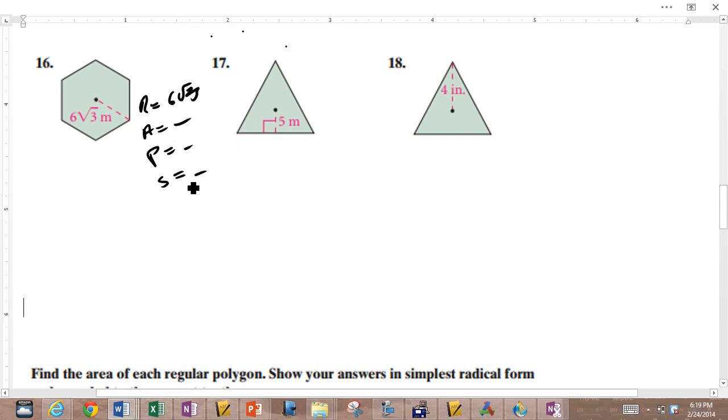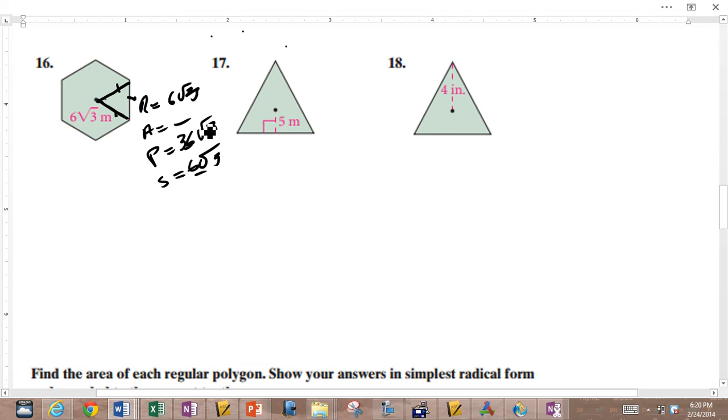But in essence, let's see. If we're given the radius of the polygon, we know the radius of the polygon is given right there. We'll take another radius of the polygon, given right there, and we know that the triangle now is equilateral. So the triangle being equilateral, we know that the side is 6 root 3 because all sides are equal. And since we know the side is 6 root 3, and we know we have 6 sides, we know that the perimeter is 36 root 3.